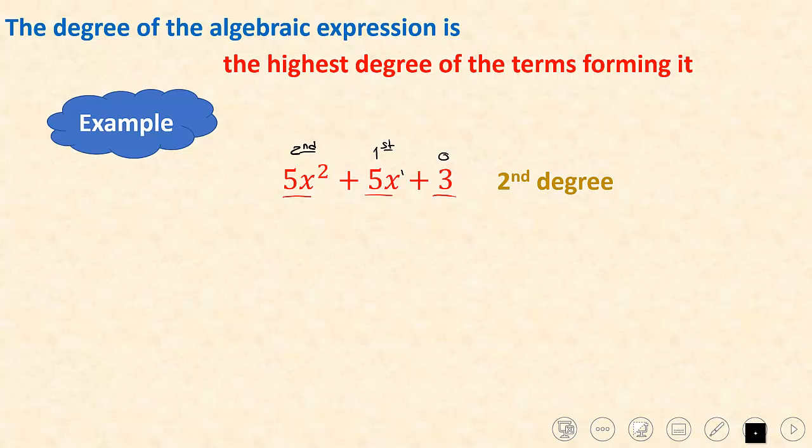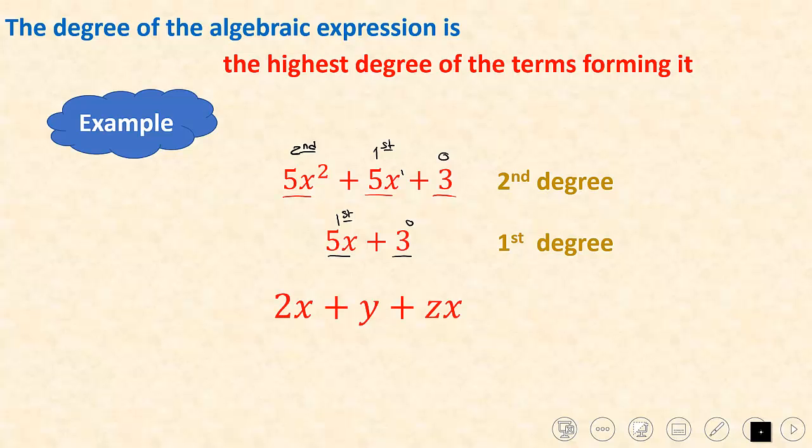Let's go and have another example. 5x plus 3. Again, I have here two terms. The first term is of the first degree. And the second term is an absolute term, so it has a 0 degree. To determine the degree of the expression, it's the degree of the highest term, which is the first degree.